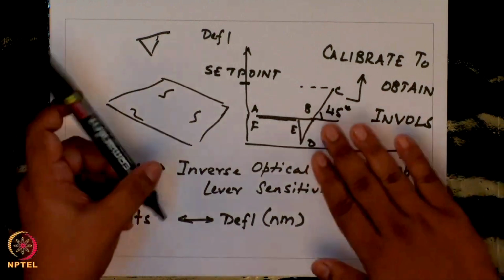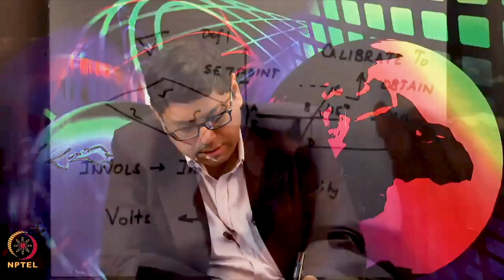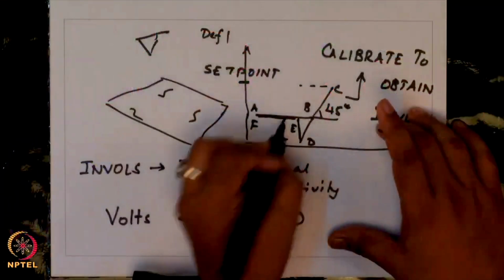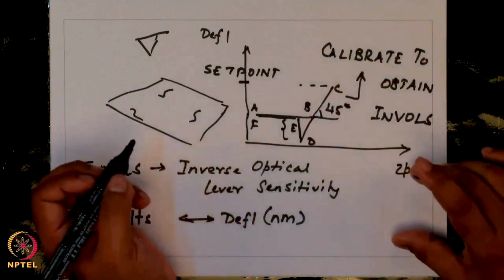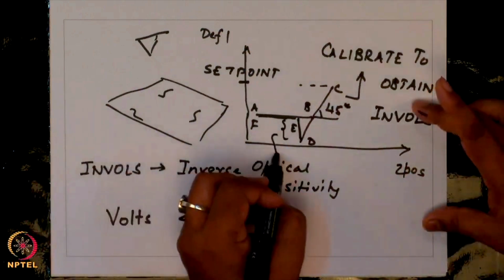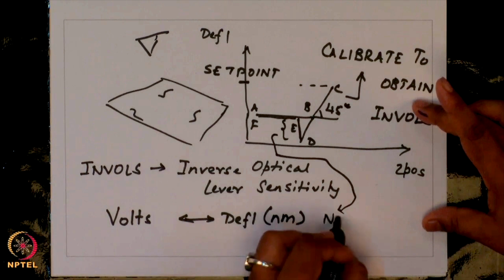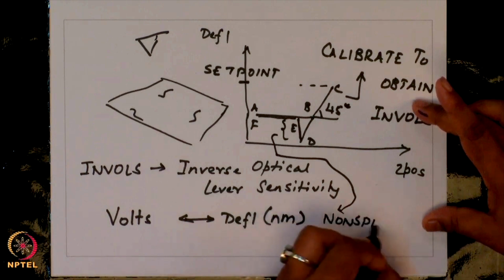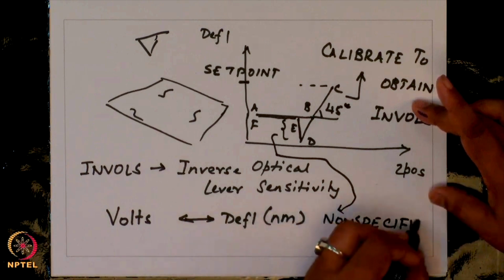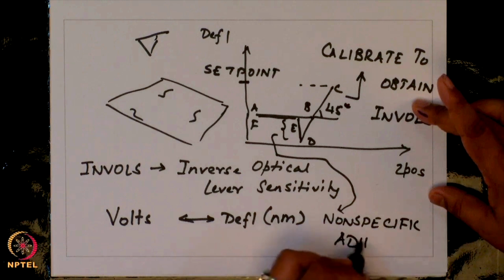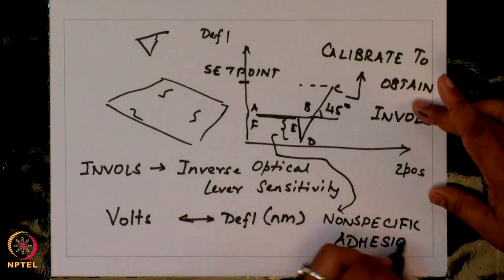This is basically when you have actually indented the surface, you have formed some non-specific bonds. Now, as the tip is trying to come off, those non-specific bonds have to break, and this is that. So, this peak is that non-specific adhesion. So, this is what accounts for non-specific adhesion.